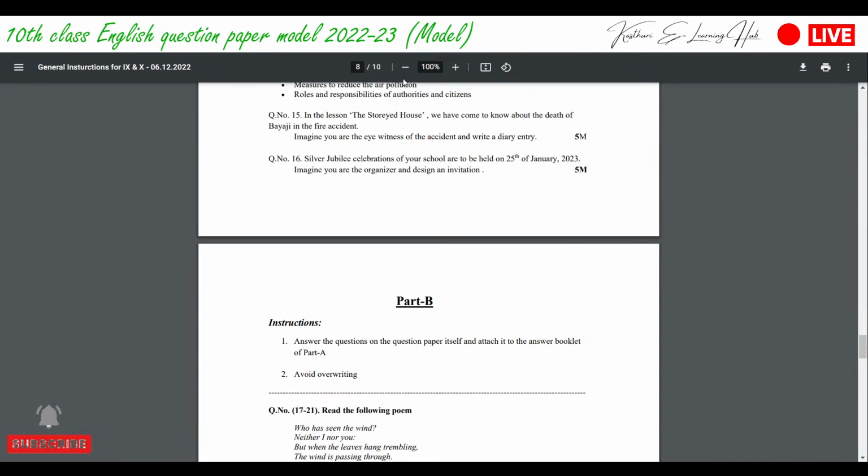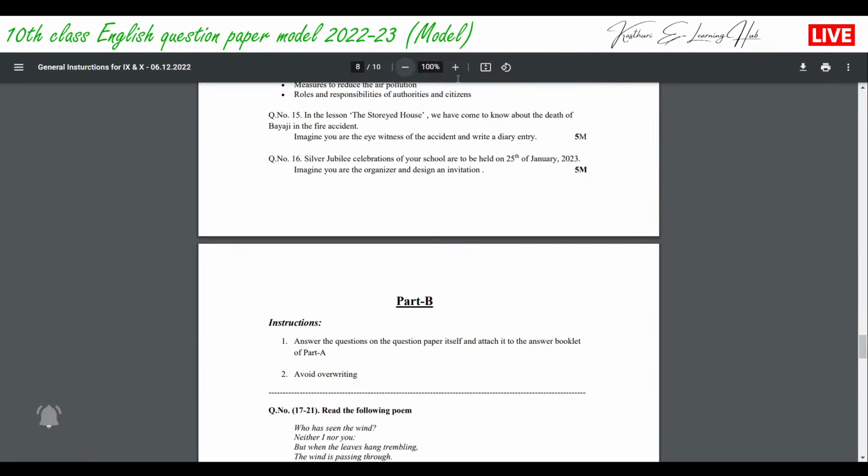Then 16th question, this is the minor discourse of group B. The Silver Jubilee celebrations of your school are to be held on 25th of January 2023. Imagine you are the organizer and design an invitation. So here you are asked to make an invitation. Here also you start on a fresh page.